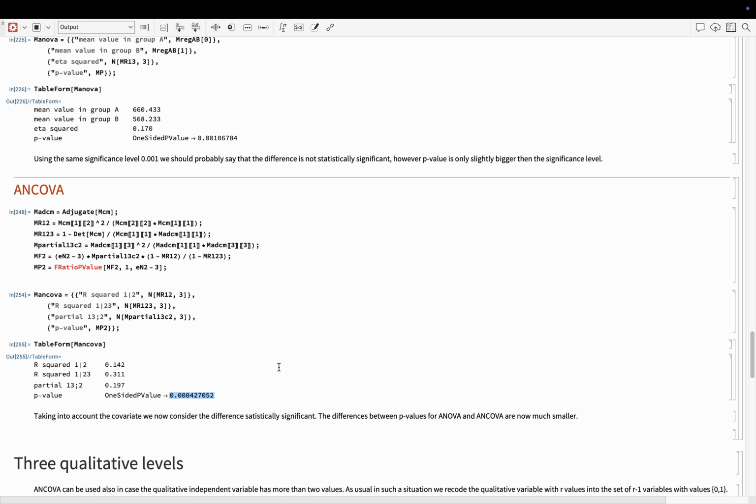So this is the end of this part, and then we proceed to the situation when our experimental variable has more than two values.